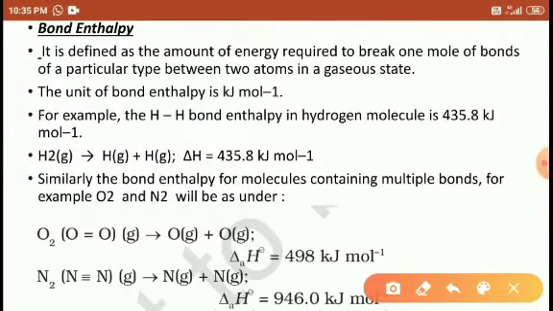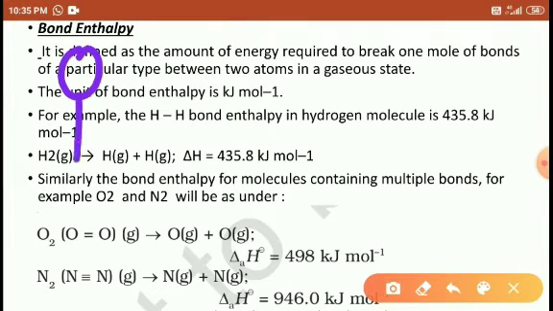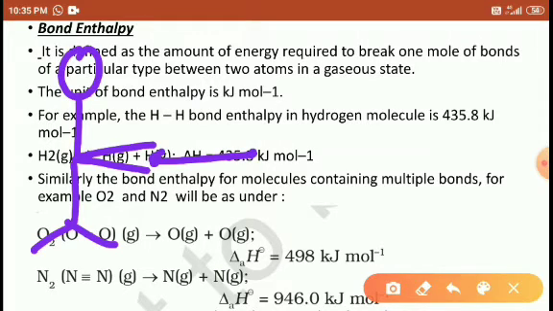Bond enthalpy. The amount of energy required to break 1 mole of bonds is called bond enthalpy. So students, take hydrogen here. Whatever energy I add for hydrogen dissociation, that energy we call bond enthalpy. Or take two persons holding a stick. Whatever energy he applies for the dissociation of this stick, that energy we call bond enthalpy.